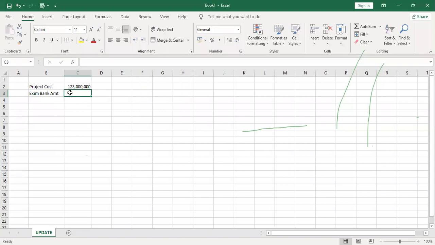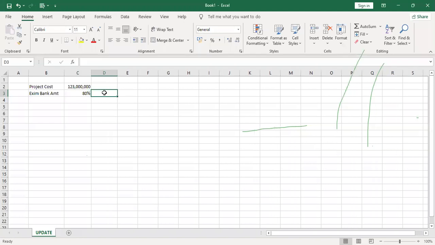Now, Exim Bank amount, then in cell C3, type the percentage of Exim Bank. Exim Bank provided 80%, so type 80% here in cell C3. Then click on cell D3. That's where we are supposed to calculate the amount.